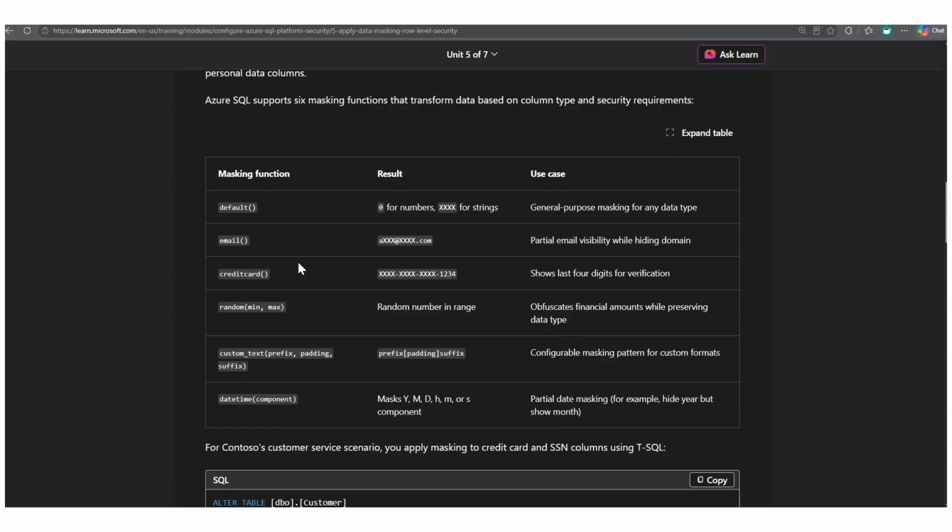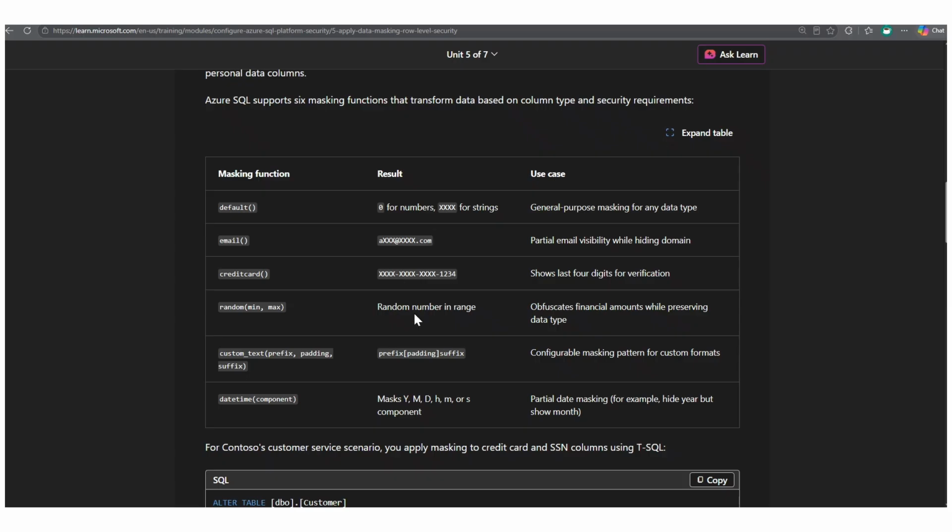So the default is 0 for numbers and the last 4 for the strings, right? For general purpose stuff. Now, for email, it would be something like this: partial email visibility. Maybe you've seen this when you go to log into certain accounts, especially when you are changing your password or you forget your password, and they ask you, well, this is the email that you use, and you'll see something like that. At least it gives you a cue, a tip of what your email was.